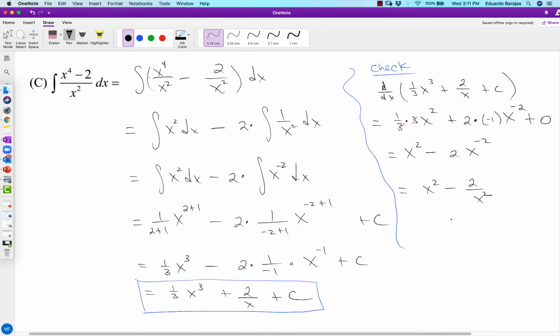And bringing these two together, I'm going to multiply the numerator and denominator of this function by an x squared over an x squared, which gives me x to the fourth power minus 2 divided by x squared. Exactly what we were expecting. So it confirms that this really is, in fact, our correct answer.